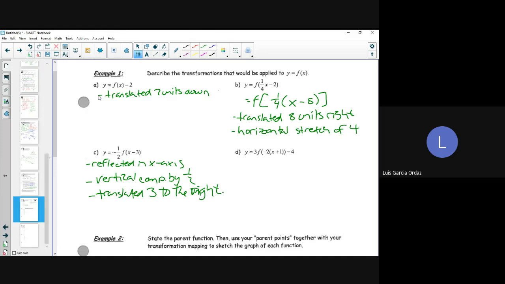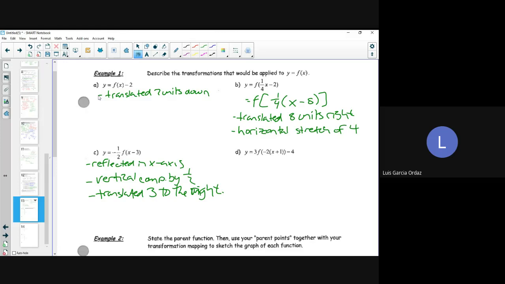I have a quick question. Why was mine a special order, but then this one's just a half? Because this is in the y, it's outside the bracket. So anything outside the bracket corresponds to the y values, so your vertical stuff. Anything inside the bracket corresponds to the horizontal compressions, stretches, and shifts.